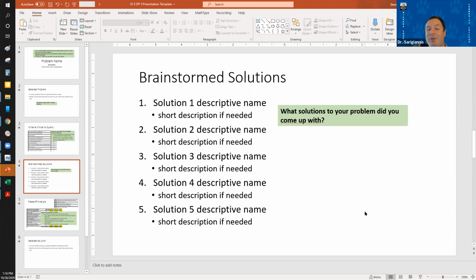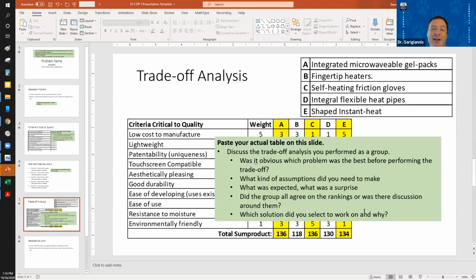Again, you don't want the slide very wordy. You want sort of brief bullet points. And then you're going to talk about your trade-off analysis. You can paste your trade-off table in.